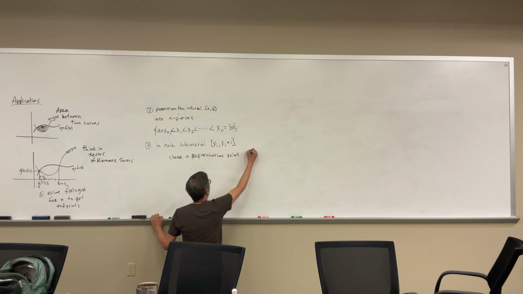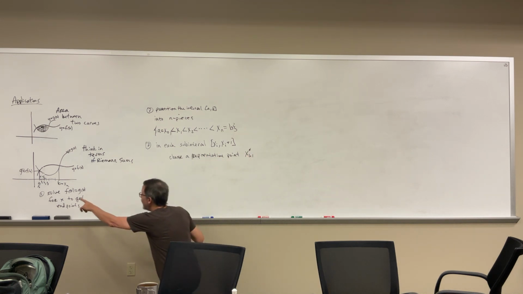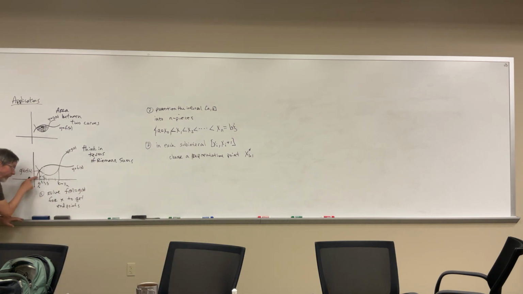And that's going to be x sub i plus 1 star. Now why do I say that? So let's just look here. In this first interval, where you have x sub 0, and then you have x sub 1, and this was a, I want to pick a point inside there. I can pick any point I want, but it's going to be my first point.